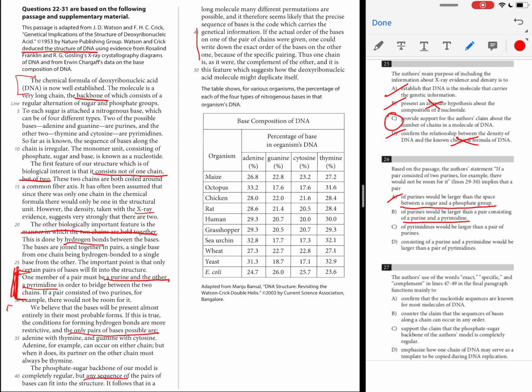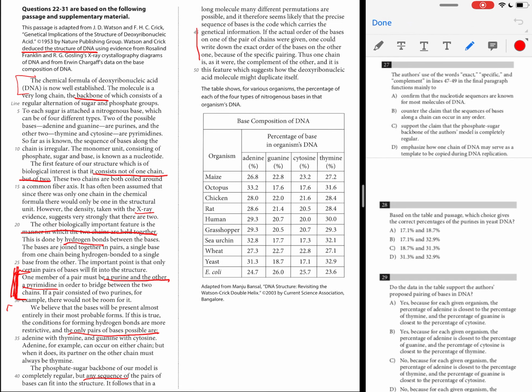C, of pyrimidines would be larger than a pair of purines. This is the opposite, and a wrong comparison. D, consisting of a purine and a pyrimidine, would be larger than a pair of pyrimidines. This, again, is an opposite answer. So I'm going to choose B. Two purines would be bigger than the purine and the pyrimidine, which is possible according to 27 to 30. So, moving on.